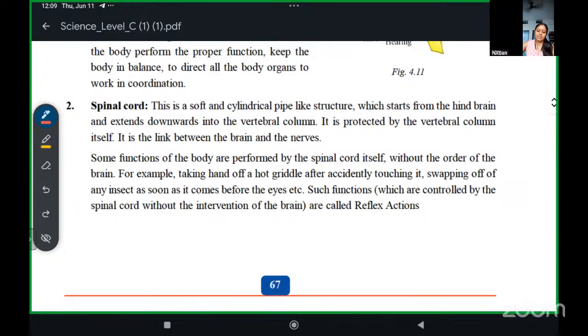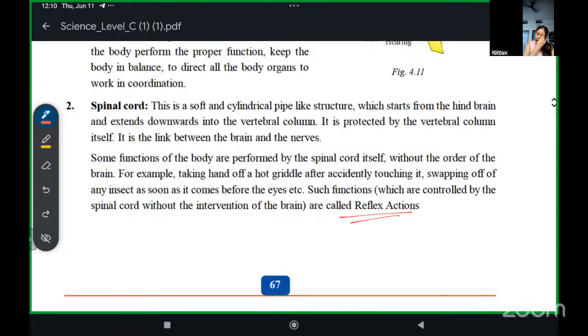These are known as reflex actions. These are known as what? Reflex actions. When you directly remove your hand before your brain sends a signal, this is controlled by the spinal cord. Such reflexes are controlled by the spinal cord.